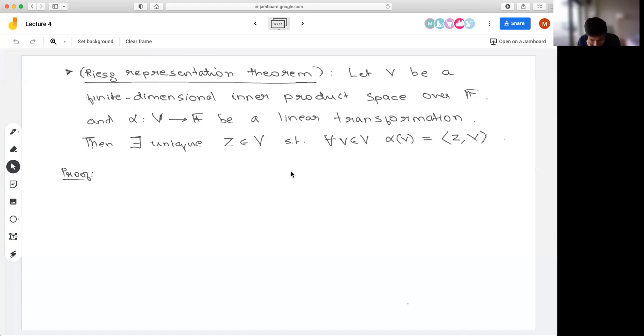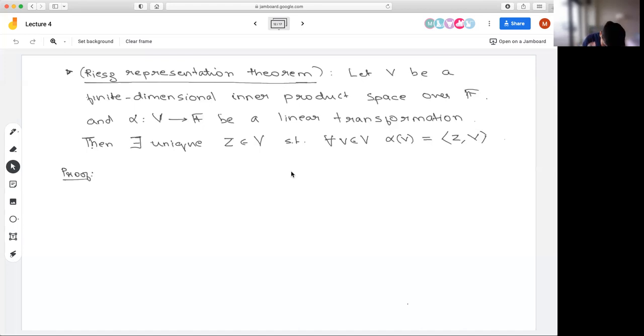So what this theorem is saying is that the only linear transformations which map vectors to field elements are inner products. That's it. We saw that the inner product is a linear transformation which maps vectors to field elements when you fix the first input. And this theorem is giving you a converse, that that's all there is when you want a linear transformation mapping vectors to field elements. Okay, so let's prove it. At least, again, this is for finite dimensional inner product spaces.